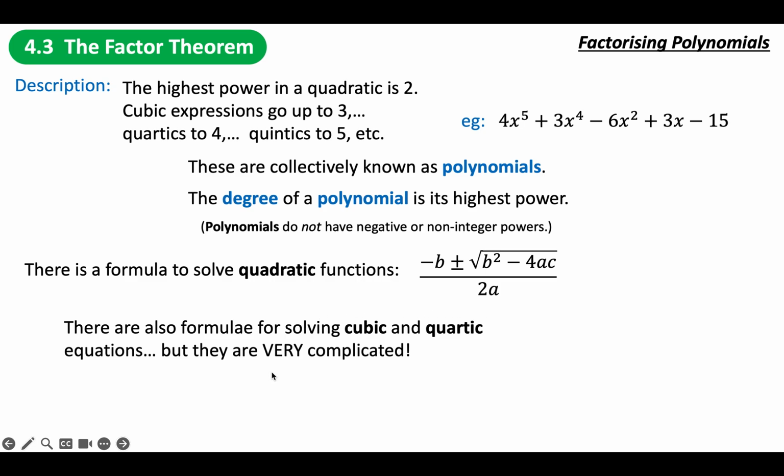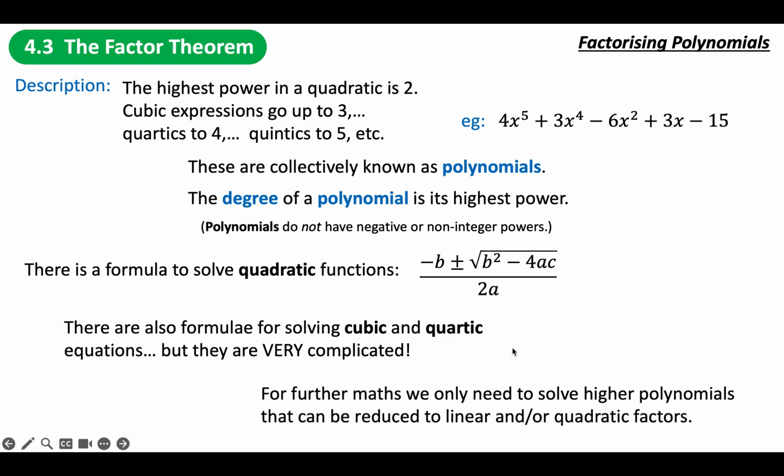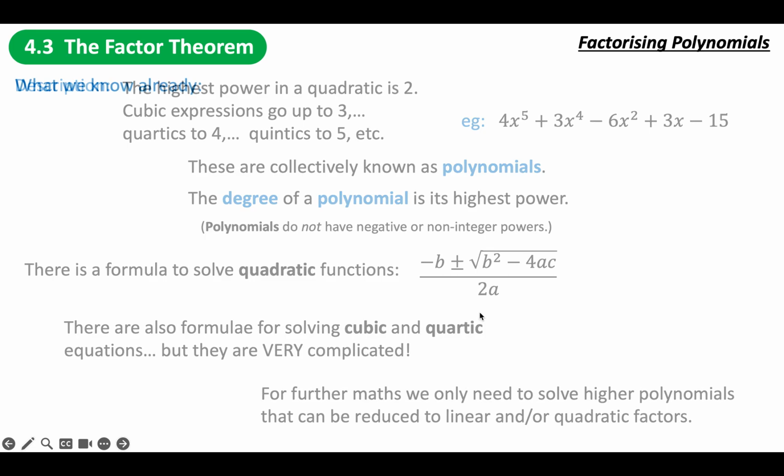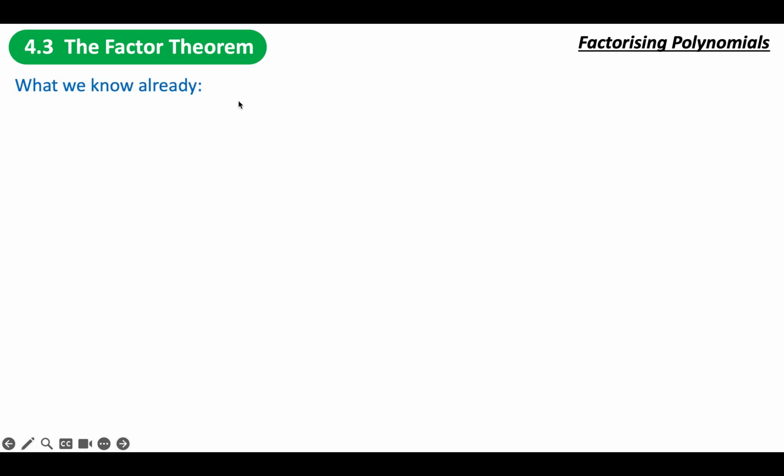All right. But for further maths, we only need to solve higher polynomials that can be reduced to linear or quadratic factors. Basically, we can take these higher polynomials, like degree 5, and we'll be able to split them into factors which are either linear, so just x and a number, or they're going to be quadratic, so they just go up to x squared. And we already know how to solve those by factorising them. Okay? So what do we already know?